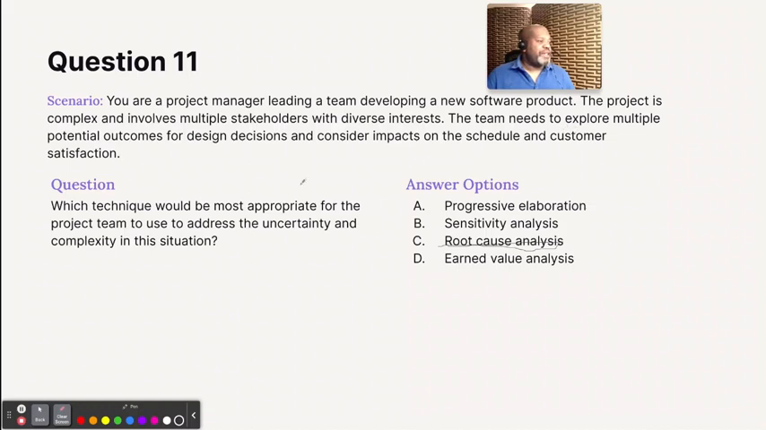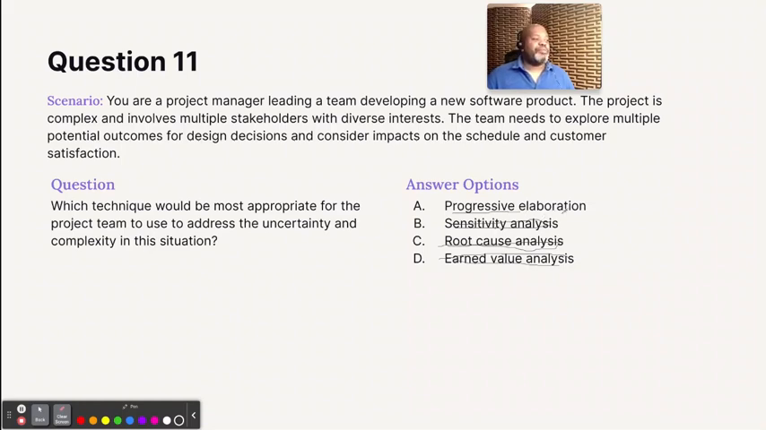That could be a factor here because we're talking about customer satisfaction, but we haven't determined what the impact is to the schedule, and that schedule piece falls outside of the earned value analysis sort of vector of questions. Sensitivity analysis: when A changes, how does it affect B? How sensitive is B to the effect of A change? Not, we're talking about schedules and customer service, not productivity, not development, not some other factors. So we are left with progressive elaboration.